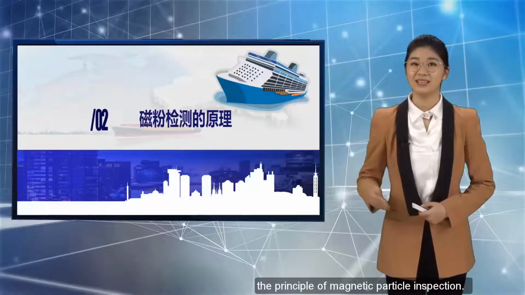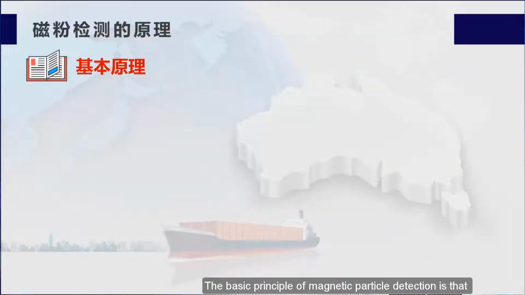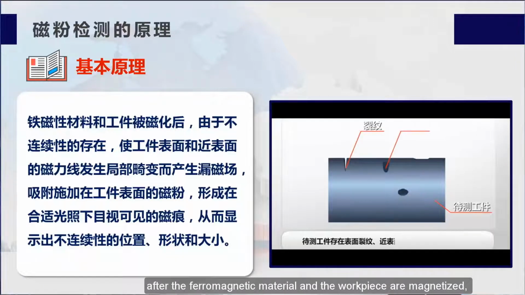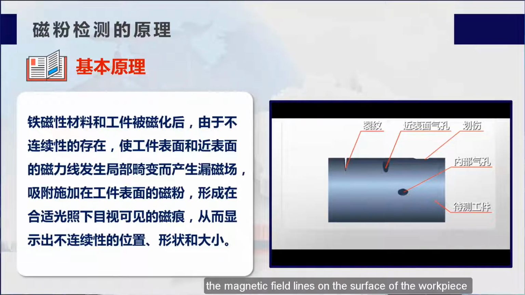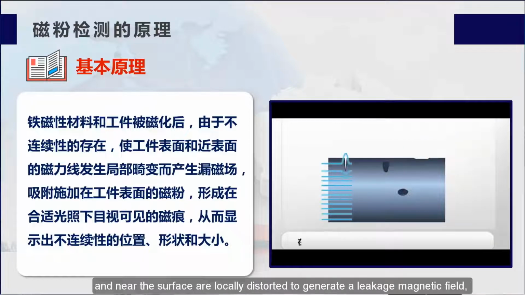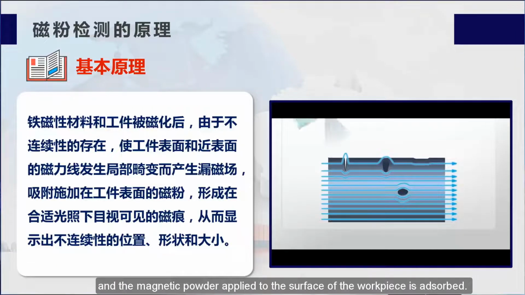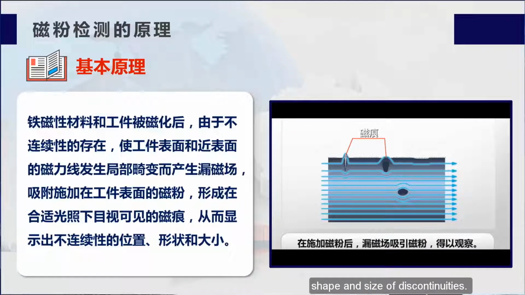The second part, the principle of magnetic particle inspection. The basic principle of magnetic particle detection is that after the ferromagnetic workpiece is magnetized, due to the existence of discontinuity, the magnetic field lines on the surface of the workpiece and near the surface are locally distorted to generate a leakage magnetic field, and the magnetic powder applied to the surface of the workpiece is adsorbed. Visually visible magnetic marks appear under suitable lighting, thereby showing the location, shape and size of discontinuities.